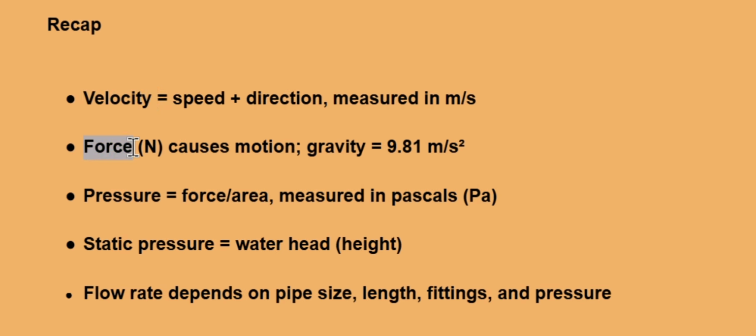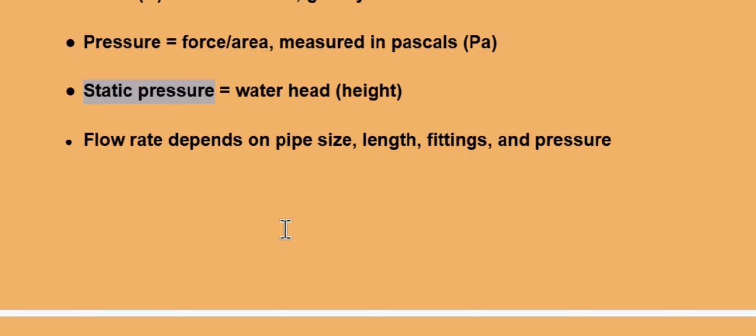Force, we said, is measured in newtons, right? Force is what makes something move from A to B. And remember, gravity on Earth is 9.81. Static pressure is the pressure of water when it's still, and we talk about that in terms of head. It's very common, so we talk about 1 or 10 meters of head. That means height, so for every 10 meters, it's 1 bar pressure. The opposite of static pressure is dynamic pressure, which measures the pressure when the water's moving.